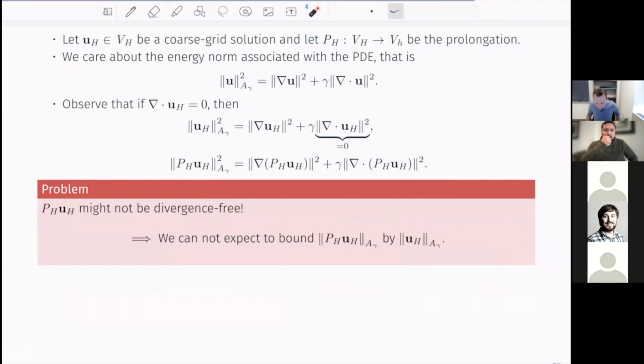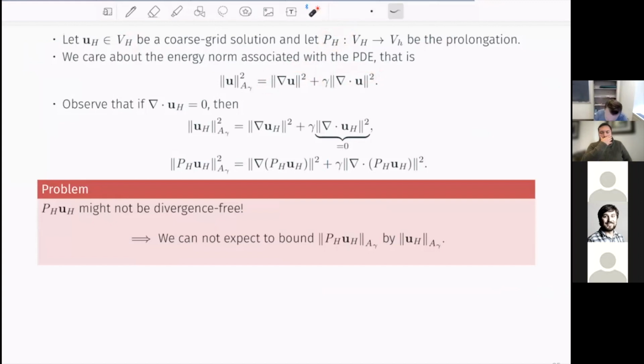Okay, and it turns out the problem is extremely similar. And the key thing will, again, be dealing with the divergence. And so to understand why the divergence is a problem, let's take a function on a coarse grid. And so let's say this is our coarse grid solution to the Navier-Stokes equation. Now we want to transfer this solution to the next finest grid. And we call the operator that does this transfer pH, the prolongation operator. And you can show that the norm that you care about is the energy norm associated with the PDE. So in our case, it's again grad u squared plus gamma div u squared, right?